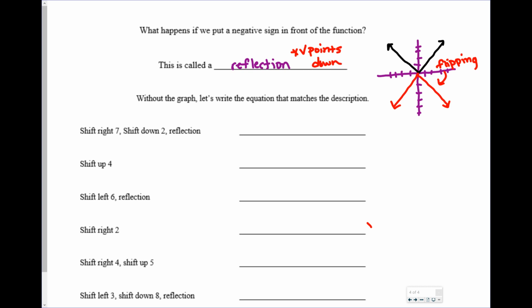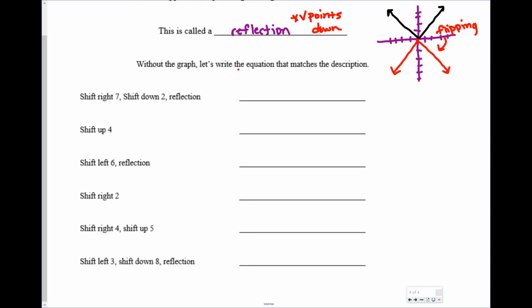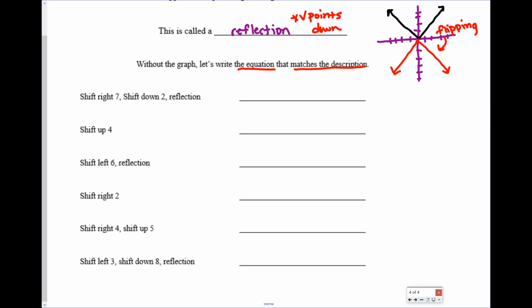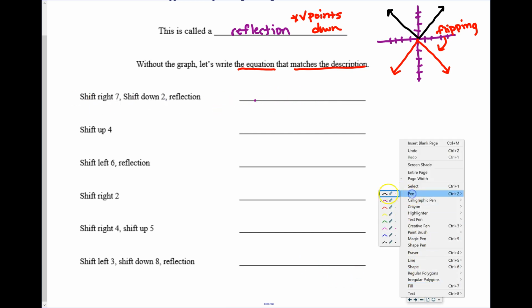Okay? So the next exercise I want us to do is without the graph, I want to write an equation that matches the description. So all of these equations are going to start with y equals. So the first one, y equals. Here I have a reflection, so it's going to have a negative in front of it. Then I have a shift to the right 7, so that's going to be x plus 7, and then a shift down 2. In fact, I have an idea here that will make this a little bit easier for you to see on here. Okay, I have a plan.